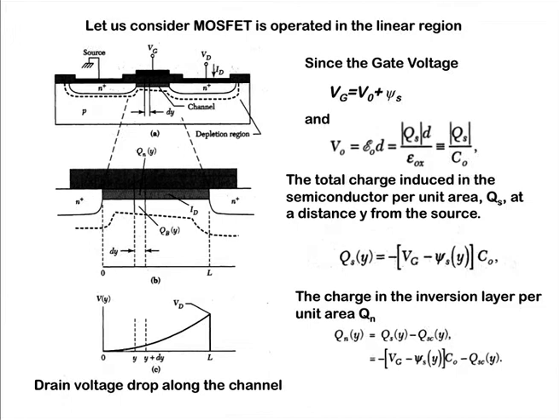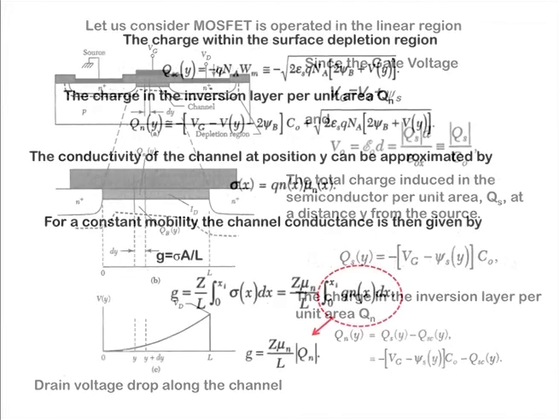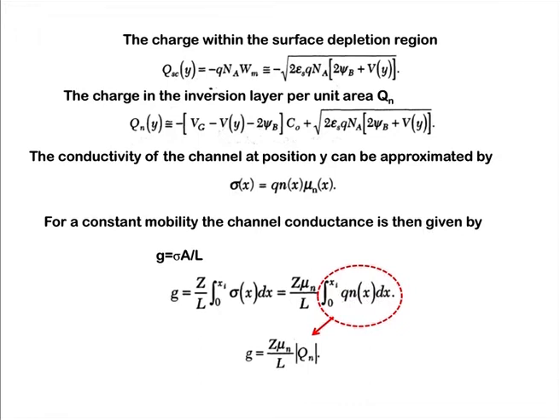Conductivity sigma depends on the charge, carrier concentration and mobility. This equation we derived in the initial lecture: sigma equal to q n mu n. Now if we calculate the conductance of the channel, G equal to sigma A upon L, and substitute the conductivity and all these values, we get G equal to Z, the cross section width, upon L times the integral from 0 to xi of sigma(x) dx. This integration gives the total charge Qn. So our conductance G equal to Z mu n upon L times the total charge Qn.